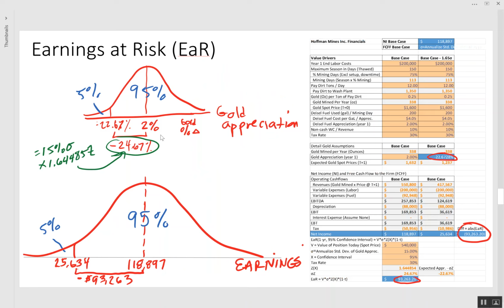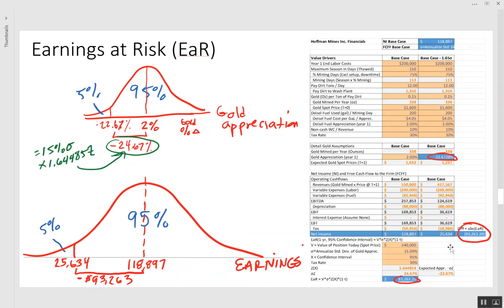Again, I calculate my Z, which is 1.65, and multiply my Z times the annualized standard deviation. That says there's a 5% chance gold prices fall by 22%, which is 24% less than expected. That 24% then goes into my EAR formula, and that tells me there's a 5% chance that earnings will be $93,000 less than expected.